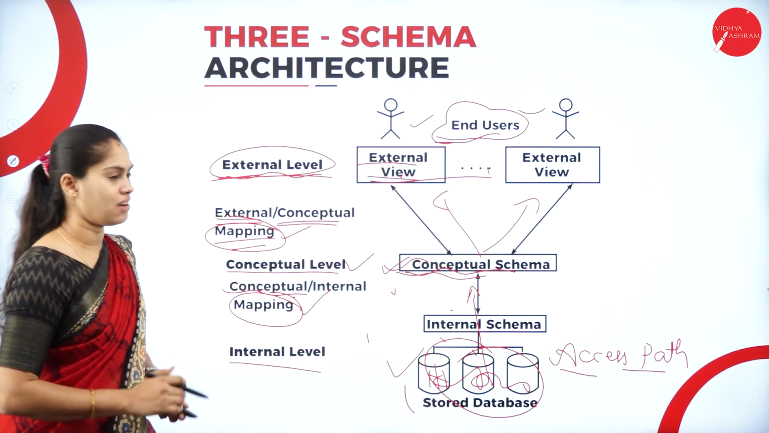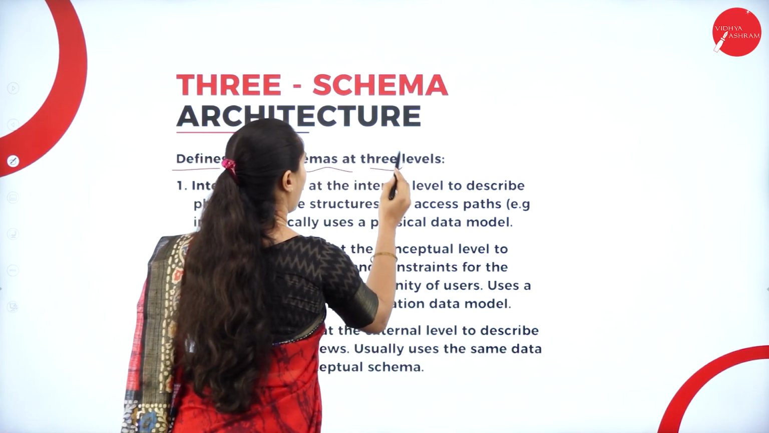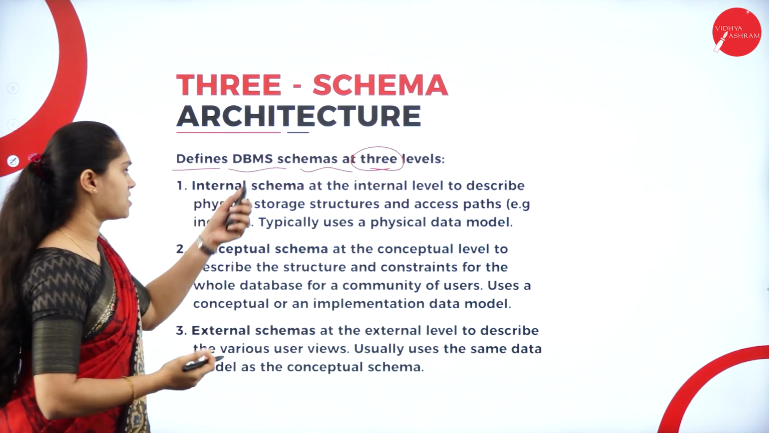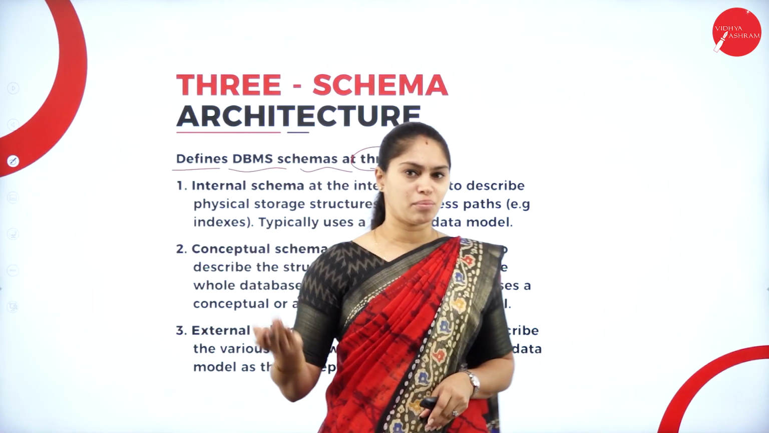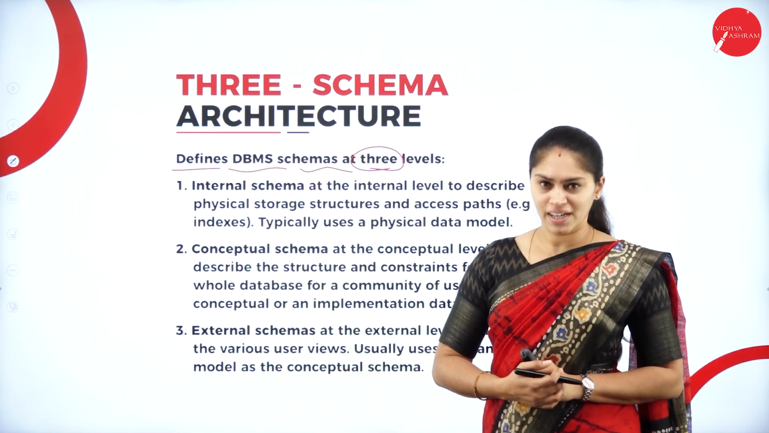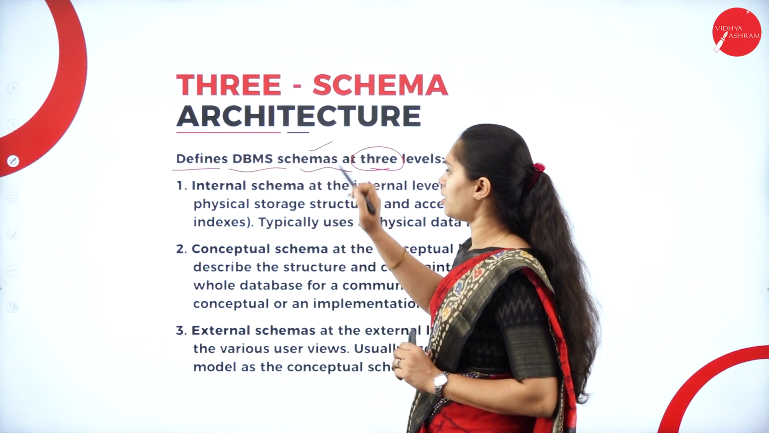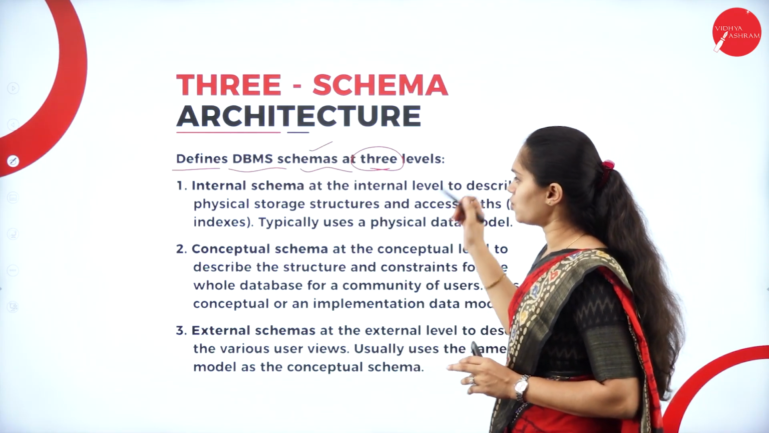Now we'll see about each level. The three schema architecture defines the DBMS schemas at three levels. Already we know what a schema is. That is a representation or description of a database in some illustrative manner. That is what a schema is all about. That schema can be represented in three levels. So one is what?